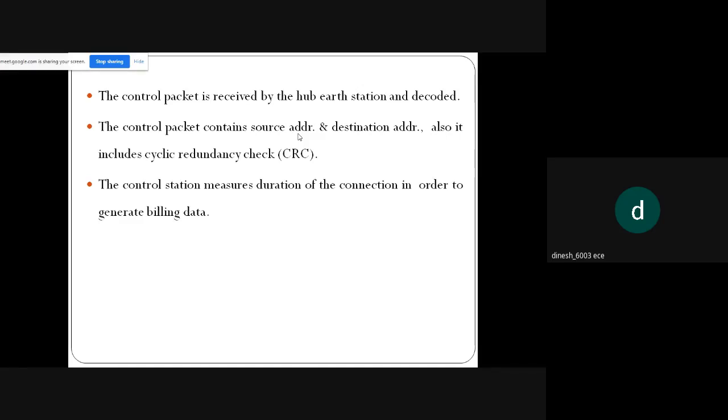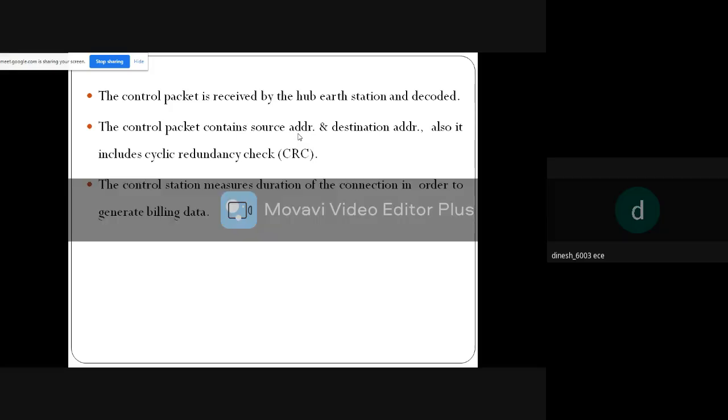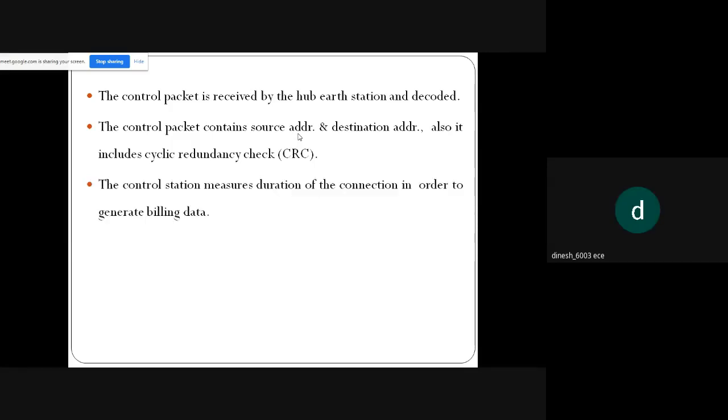There will be a control packet in the earth station that will receive and decode the information. The control packet will contain the source address and the destination address, which also includes the cyclic redundancy check. The control station measures the duration of the connection in order to generate the billing data.